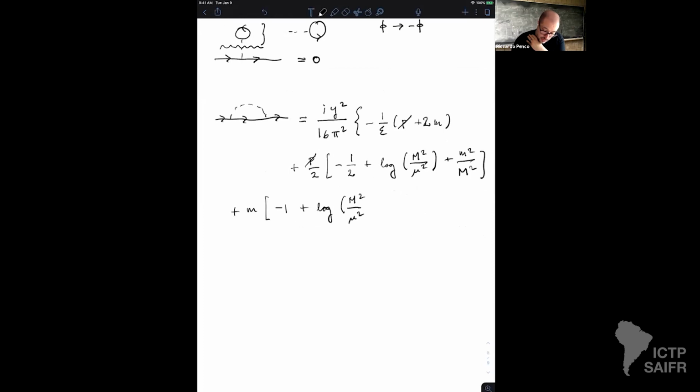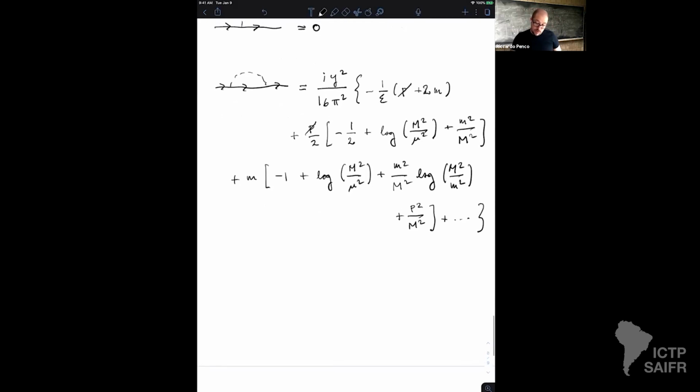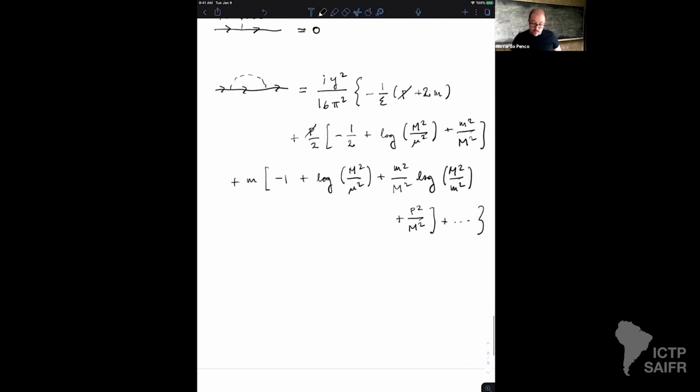So the final result is not particularly memorable, but there are some comments that I would like to make about the comparison between these two loop diagrams. And so I would like to write it down for completeness. Plus p squared over m squared. Okay. And then there are other terms that I dropped because they correspond to higher order terms in the expansion in powers of inverse scalar mass. Okay. So they're going to be suppressed either by little m over big M or by momenta over big M.